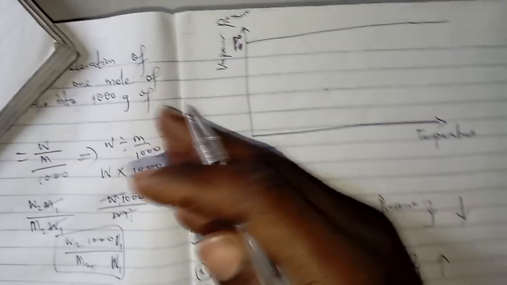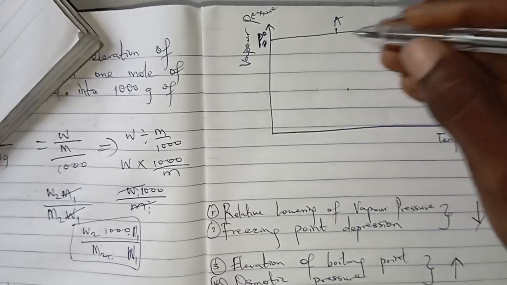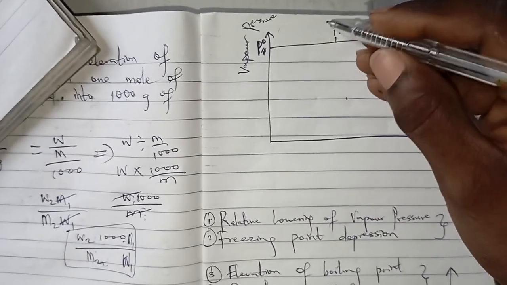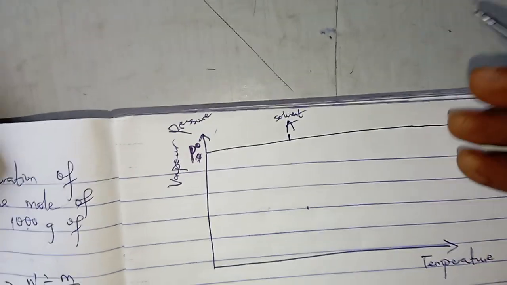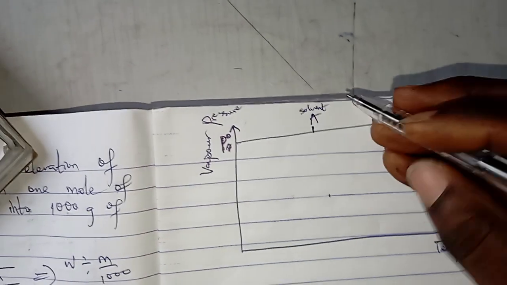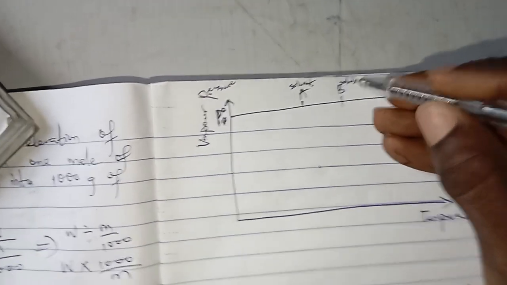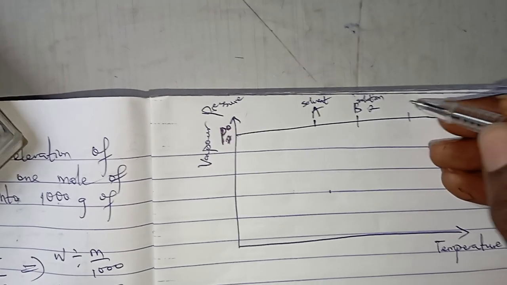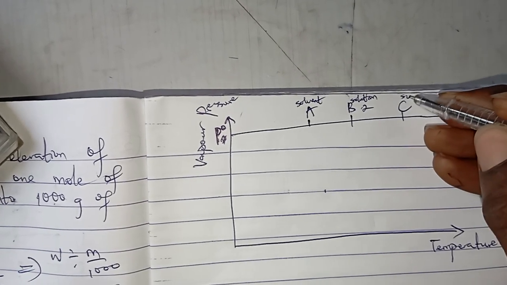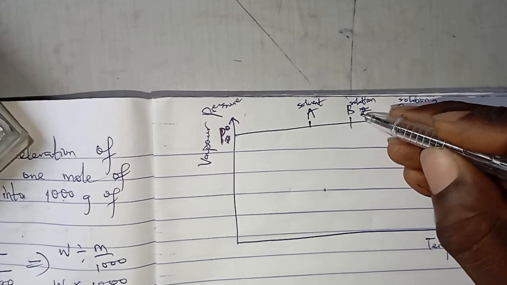So if I have this now and I add solute, let's say this is the solvent, sorry. Let's say solvent is represented with A here. Then let's say I have solute B. So let's say this is a solution. Once you add solute to solvent, it becomes a solution. Then let's say this is C, solution 2. This one is solution 1.